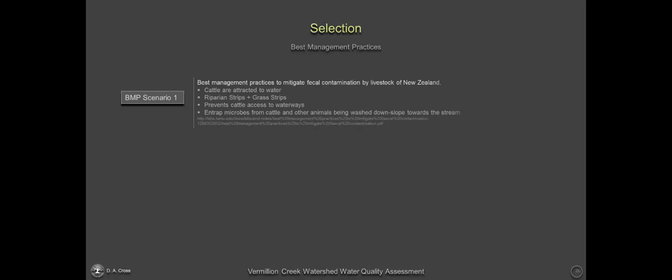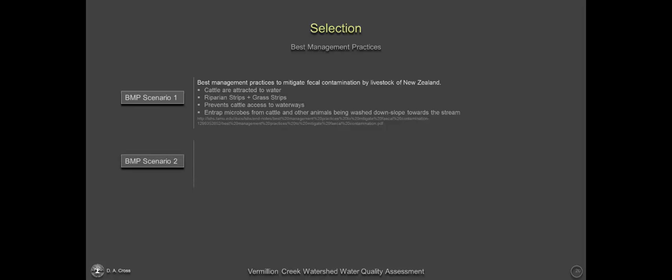Next, we took a look at Best Management Practices, or BMP selection. We developed two scenarios. Our first one, called BMP Scenario 1, involved riparian strips and grass strips. And these ideas are based off the concepts presented in the Best Management Practices to Mitigate Fecal Contamination by Livestock of New Zealand article. In this article, the takeaways were cattle are typically attracted to water, and by deploying riparian strips and grass strips, it creates kind of a natural barrier to keep them away from the water. It also entraps microbes from cattle and other animals being washed downslope towards the stream.